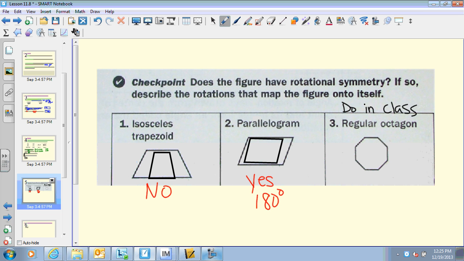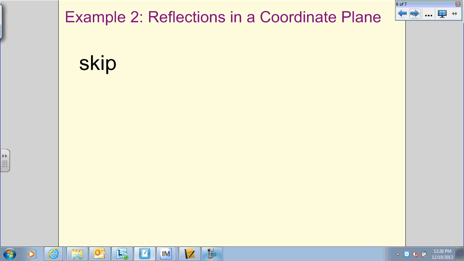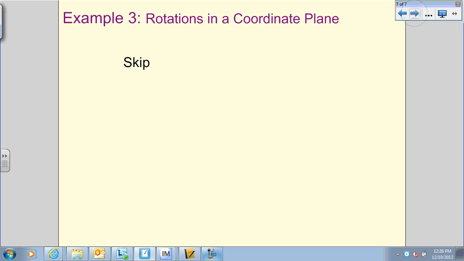And we'll check these together. All right, we have example 3, reflections in the coordinate plane. We are going to skip that because it has us working with protractors and straight edges, so we're not going to do that one right now. But what we want to do is the rotations in the coordinate plane, example 3, and we're going to skip that, but we will end up doing that one in class.